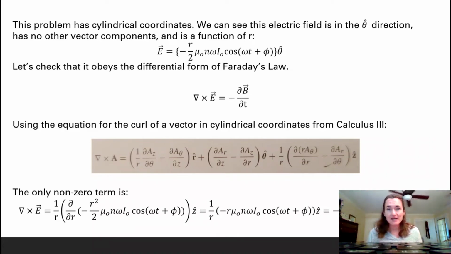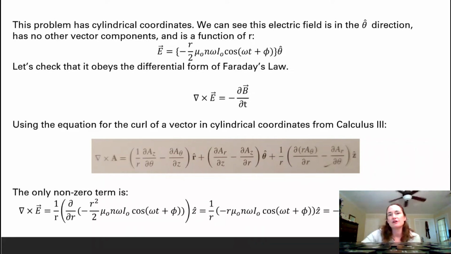So what that means is that our electric field has a theta hat component. But since it only walks in little circles around the axis and doesn't have any components up and down or radially, then that means that the r hat and the z hat components are 0. So we can write our electric field as negative r over 2 mu naught n omega I naught cosine omega t plus phi theta hat. Okay? Now, let's check that this obeys the differential form of Faraday's law.